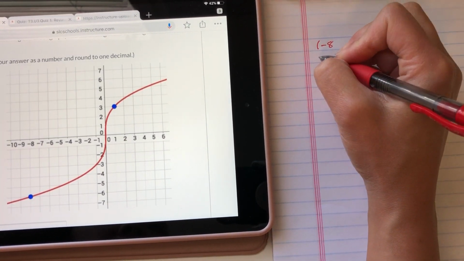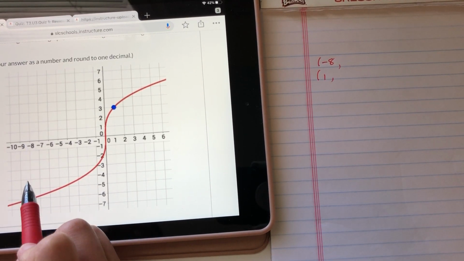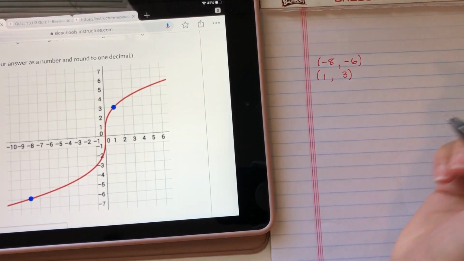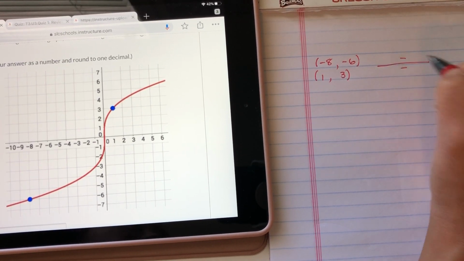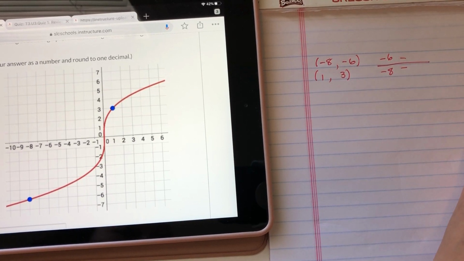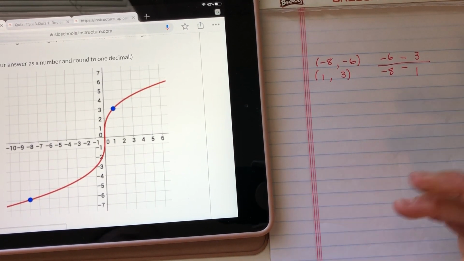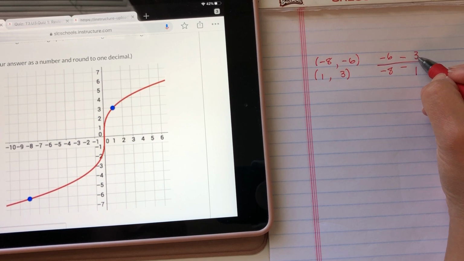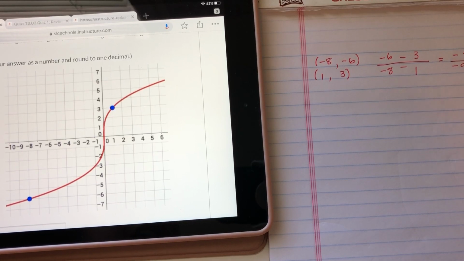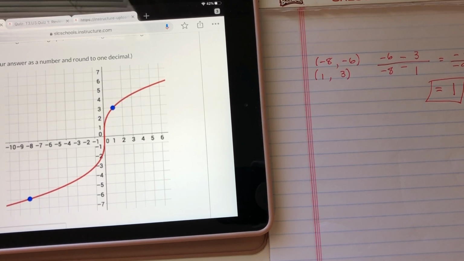So I have negative 8 and I have 1, and I need to find the y values associated with them. So at negative 8, the y value is negative 6, and at 1, the y value is 3. I have my line minus minus. I put the x value on the bottom and the y value on the top. X value on the bottom and the y value on the top. So then I have negative 6 minus 3 is negative 9. Negative 8 minus 1 is negative 9. Negative 9 over negative 9 is just 1. So my average rate of change should just be 1.